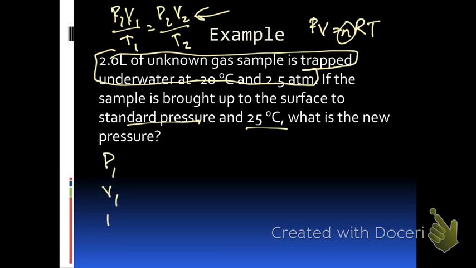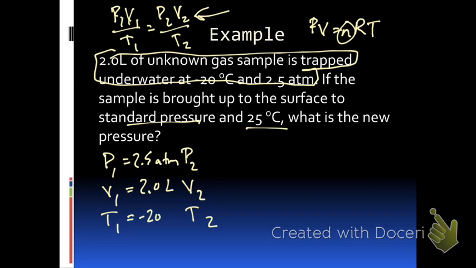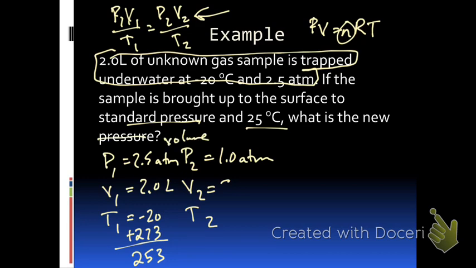So I'm going to go ahead and put everything out like I normally do. This pressure is 2.5 atmospheres. This is 2.0 liters. This temperature is -20, so -20 plus 273 gives you 253. This P2 standard pressure is 1.0 atmospheres. Our V2, oh sorry, this should be volume, not pressure. So we're looking for the new volume, and this is a question mark, and this temperature is 25 degrees Celsius, and we add 273 to get 298.